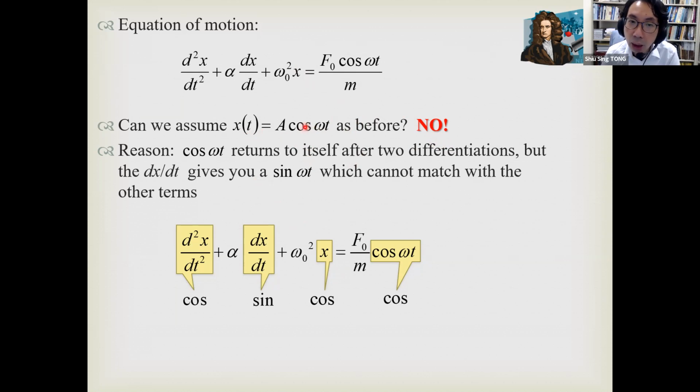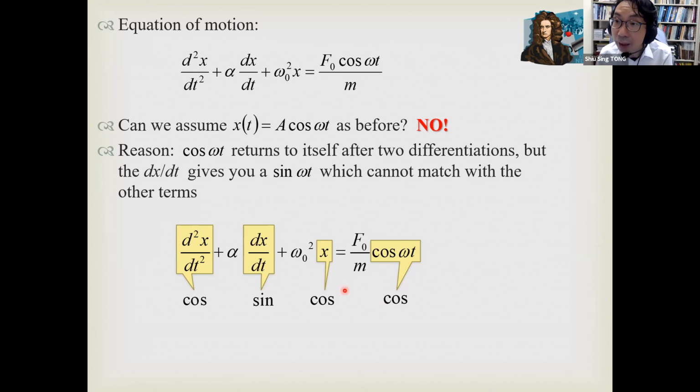Now, if x varies as cosine omega t in the equation, we have another cosine omega t on the right-hand side, because this is the variation of the driving force. So we have two cosines. And also, the second derivative of x is also a cosine. We ignore the minus sign, actually. But these three terms, they vary as a cosine. That is what happens without damping, right?